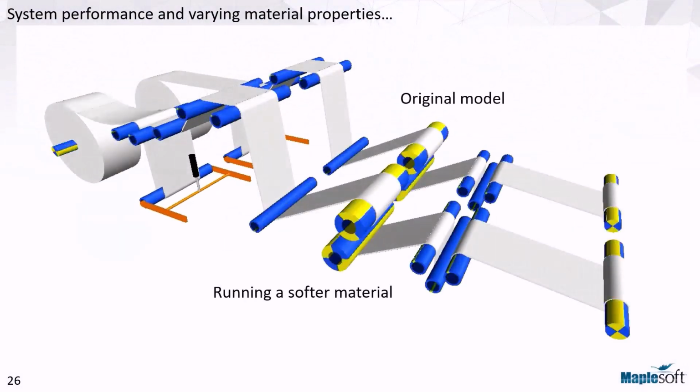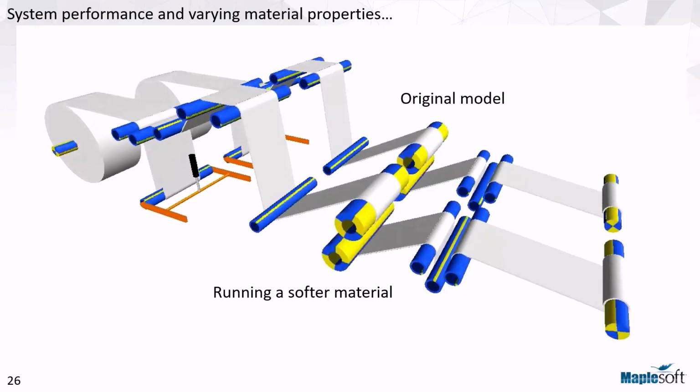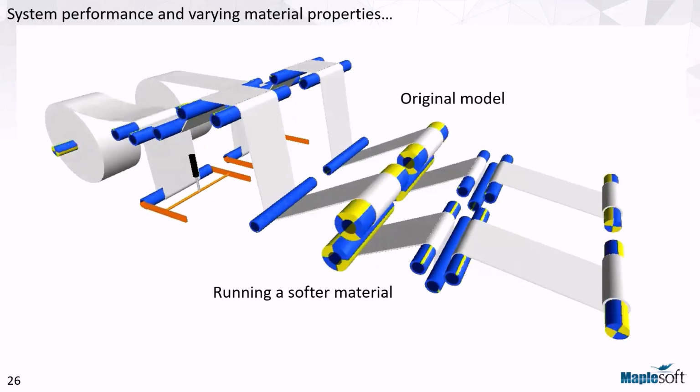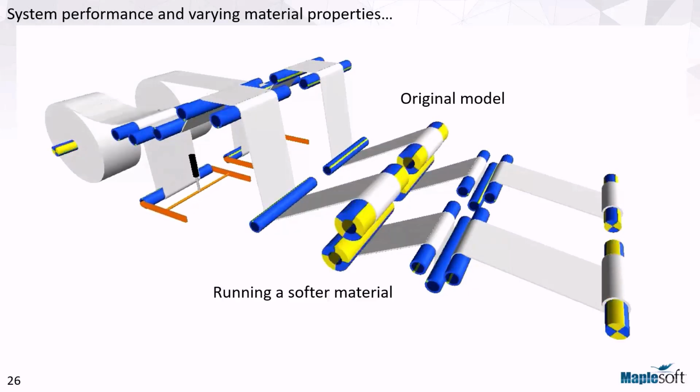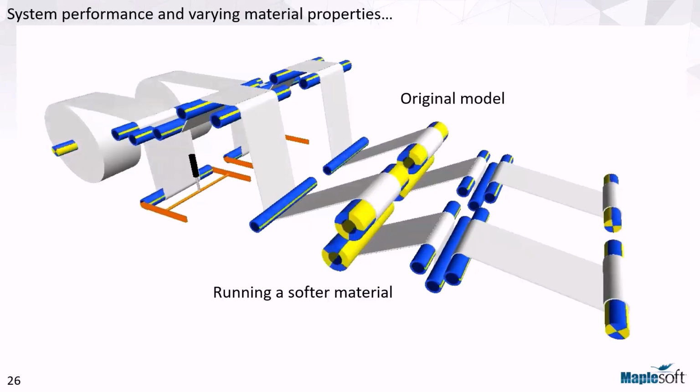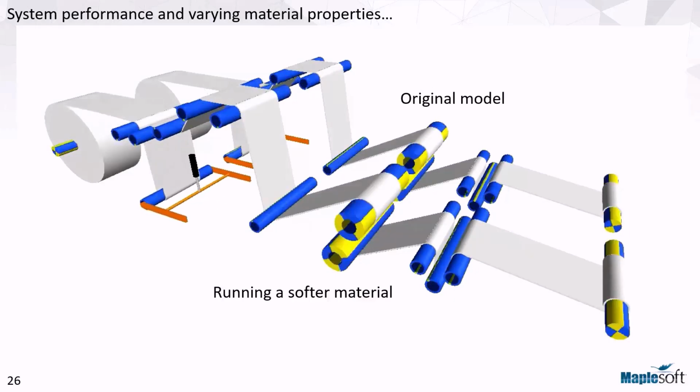So the last example that I wanted to conclude with here is running a system with a different material. The one in the back is our original model that we saw, running the original web properties. And without really changing anything, we are just trying to run a much softer material through the same web line. But we clearly see that the system as set up for the stiffer material is not behaving as expected, and potentially the variations of tension could lead to breakage.